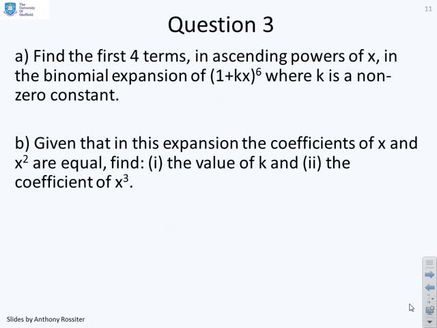Next question then. Find the first 4 terms in ascending powers of x in the binomial expansion of (1 + kx)^6, where k is a non-zero constant. And once you've got that, given that in this expansion the coefficients of x and x squared are equal, find k and find the coefficient of x cubed.